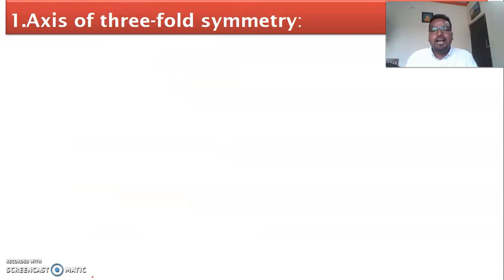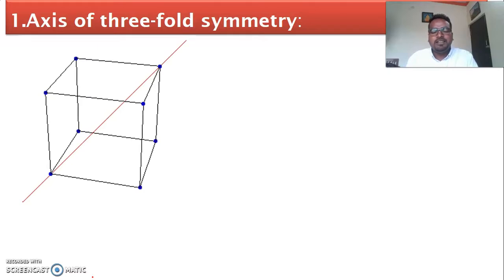The next one is axis of threefold symmetry, or threefold axis of symmetry. Let us consider a cube. In order to obtain a threefold axis of symmetry, the line must pass between two opposite corners. This is called the body diagonal, which passes through the body. It must pass through two opposite corners, dear students, not through an edge. In the previous case we discussed the line passing through the center of edges, but in the case of threefold symmetry, the line passes through two opposite corners.